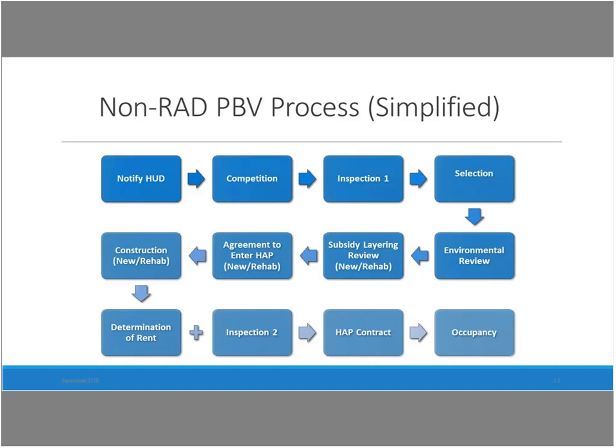A HAP agreement is entered into between the Housing Authority and the owner. The construction or rehab begins. The determination of rent is finalized. There's another inspection. The HAP contract is finalized, and then occupancy of the units begins. So that's a really simplified overview. We'll get into that a little bit more, but this gives you a reference of the path that we're going to walk down.